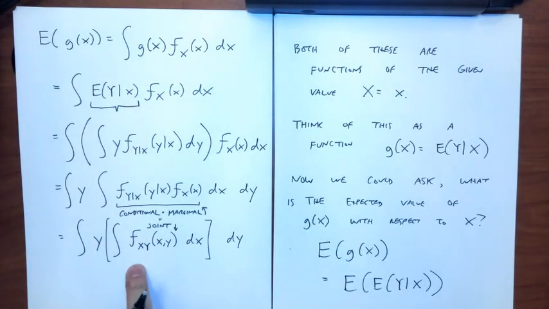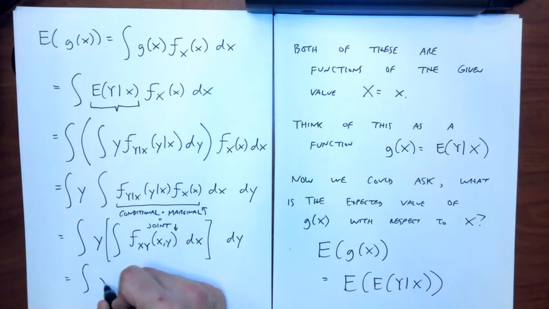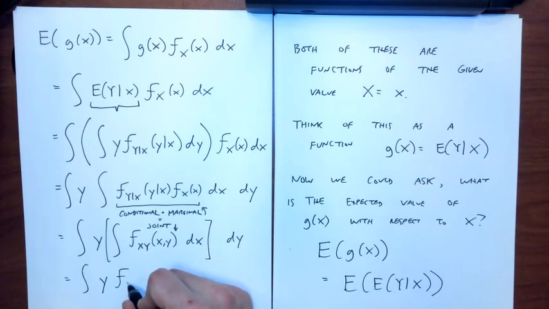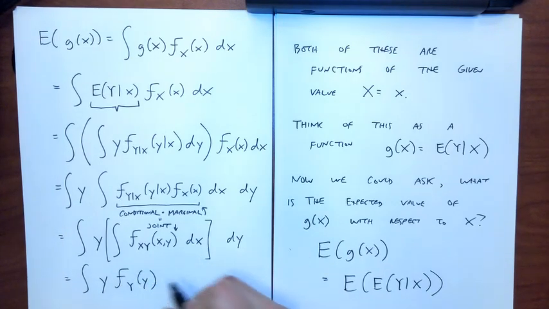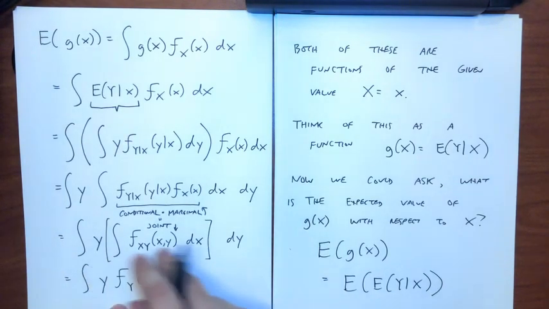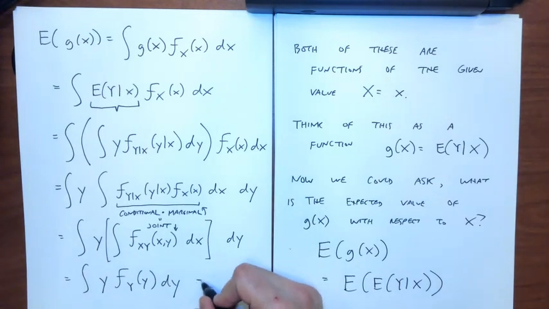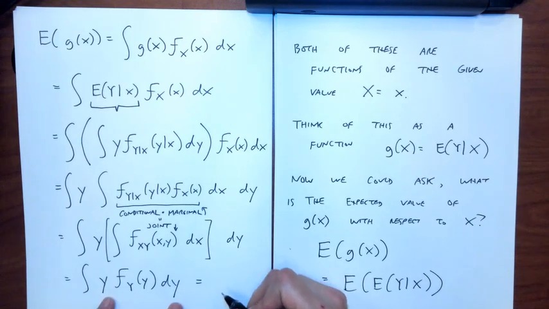And now this is saying, what happens if I integrate the joint out, dx? That's like saying, well, I don't care about x, I just care about what's happening at a fixed value of y, right? So what I get here is y times the other marginal, the marginal in y that comes from integrating this thing out. And then this is just the equation for the expected value of y.